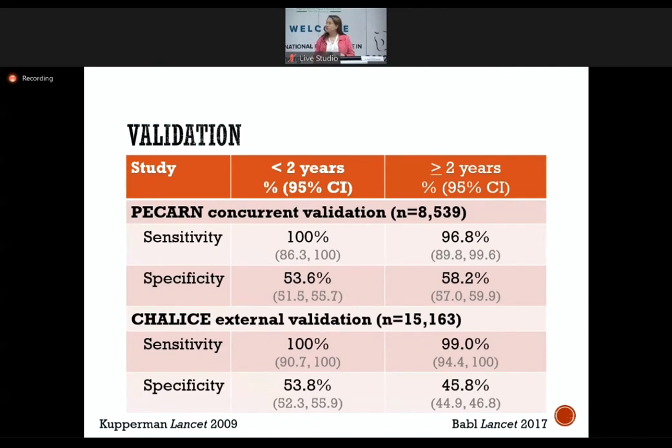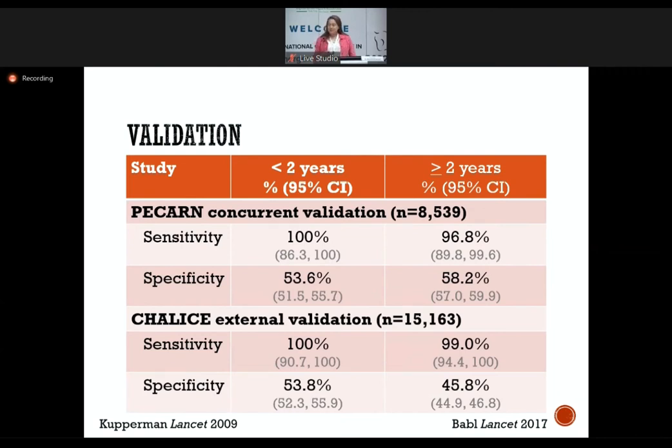How well did this rule do? It did very well. In the concurrent validation, so that's the 8,000 infants that were enrolled at the same time, the sensitivity was 100% in kids less than 2 and 96.8% in kids greater than 2. It did miss 2 children who had fallen downstairs, so they didn't have a severe injury mechanism, but they had fallen down multiple stairs. The severe injury mechanism was defined by the height of the fall, and each stair is a series of smaller falls. So indicating that clinical decision rules do not replace clinical judgment, they supplement it. And so as a clinician, you might take that into account as well.